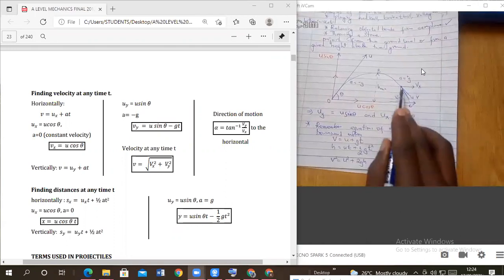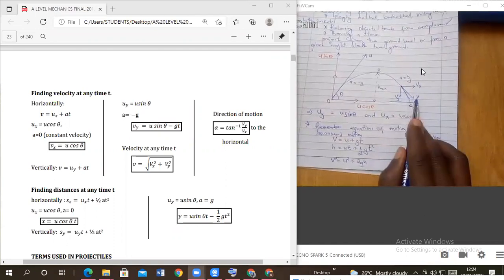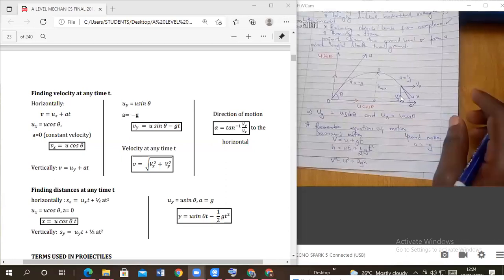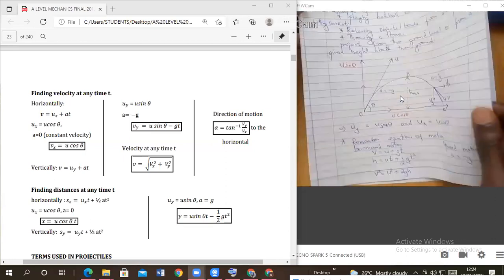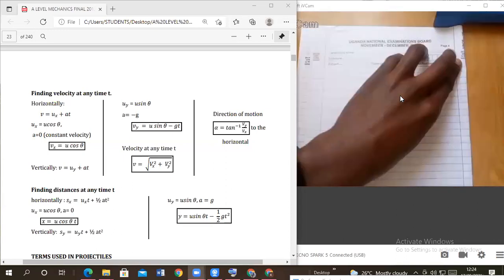You see that this is forming a triangle. So to get this velocity V, you just use Pythagoras theorem. Then you can find V. Let's see how we can find Vx and Vy.